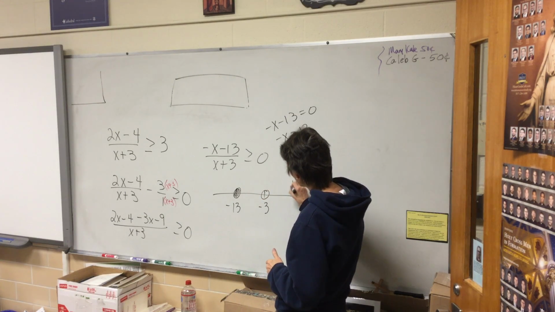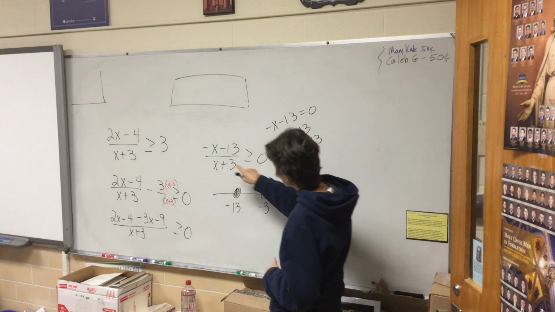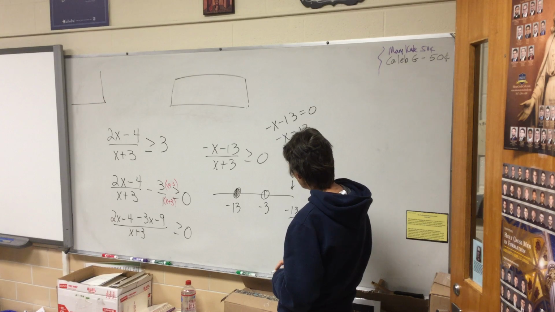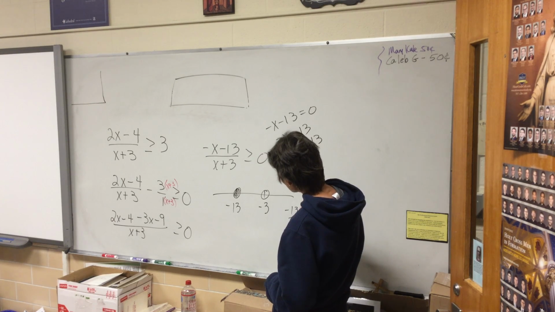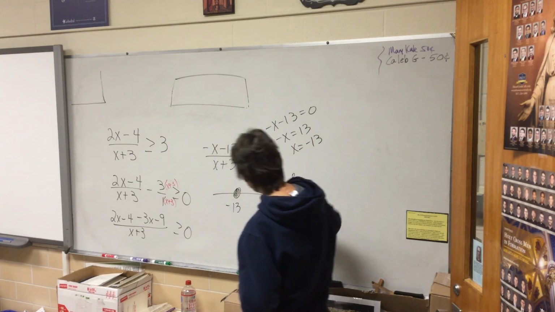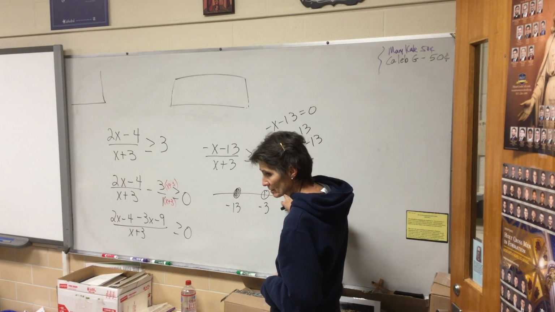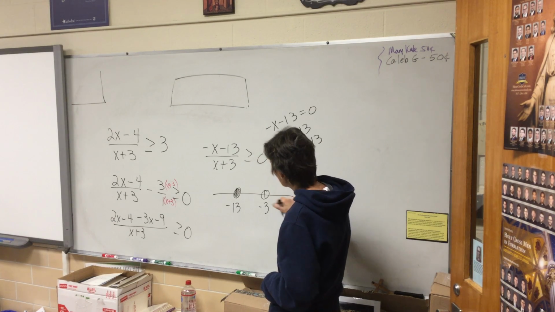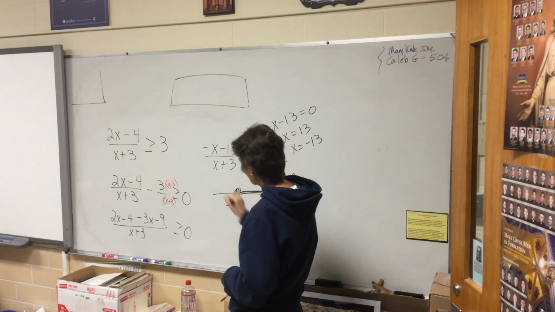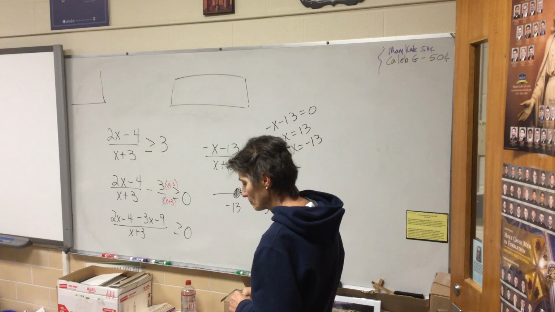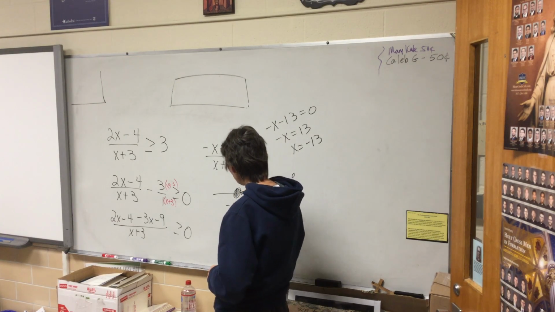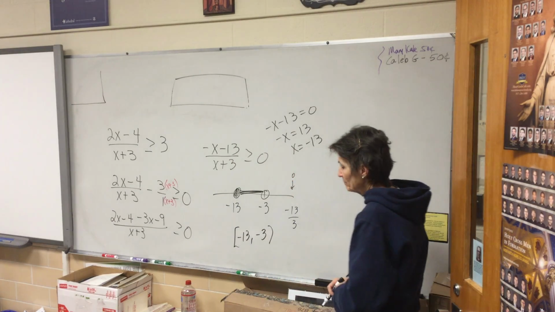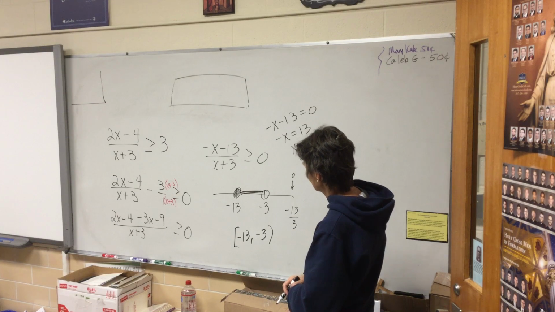Okay, 0's out here. Because when I put 0 in, I just get -13/3, right? Yeah. And that's not greater than 0, so I'm not going to shade here, because that's where 0 is, right here. I'm not going to shade it. Which means I am going to shade this, and I'm not going to shade that. So my answer is just bracket -13, parentheses -3. Gotcha.